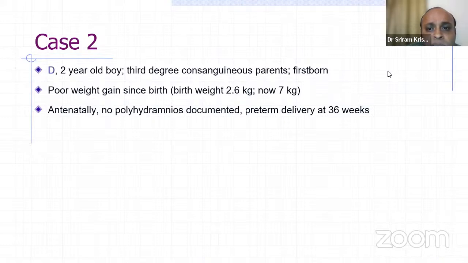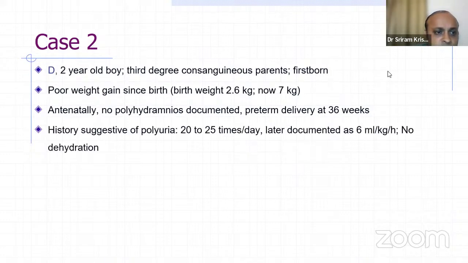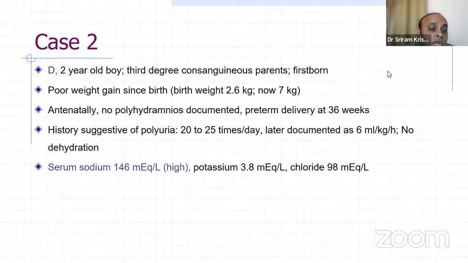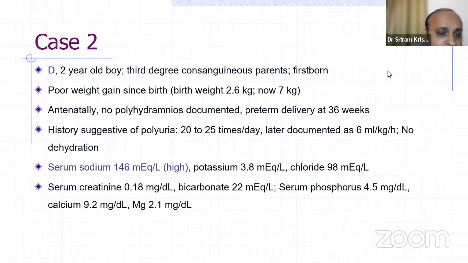Again, at 2 years, he weighs only 7 kilos, whereas the birth weight was fairly okay. And he's born to 3rd-degree consanguineous parents, firstborn of his parents. There was no polyhydramnios. It was a preterm delivery at 36 weeks. The history was suggestive of polyuria and later documented to be polyuria. There was no dehydration. Now you see here, the serum sodium is found to be 146, which is hypernatremia actually. And the potassium was 3.8. The chloride was 98. So there was no hypokalemia, and he actually had a hypernatremia.